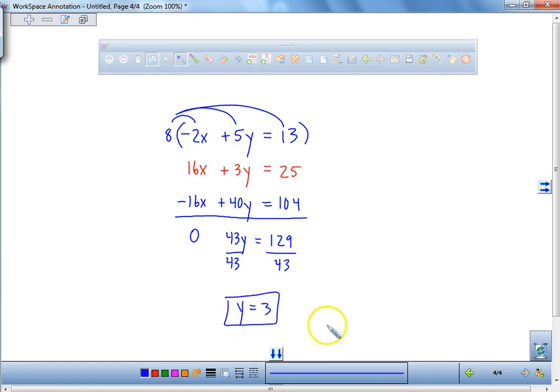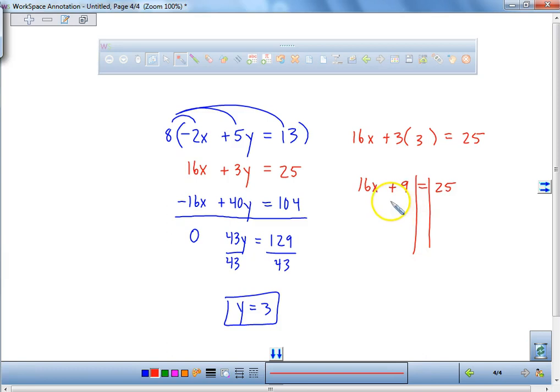Now once you solve for one variable, then you just plug it in. I'm just going to plug it into this bottom equation right here. So I'm going to take 16x, add 3 times the y value, which is 3, and set it equal to 25. So we get 16x plus 9 equals 25.